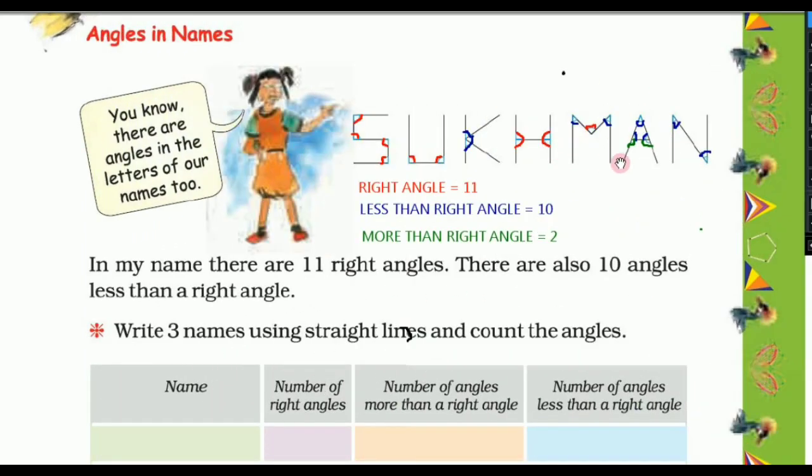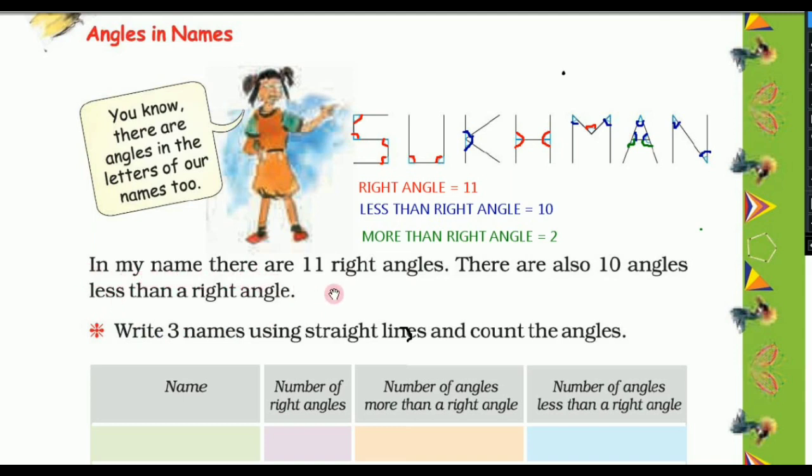Now let's count the number of more than right angles. So here 1 and 2. So more than right angle is equal to 2. I hope you understood how to count the number of angles in the name. You can do it yourself.